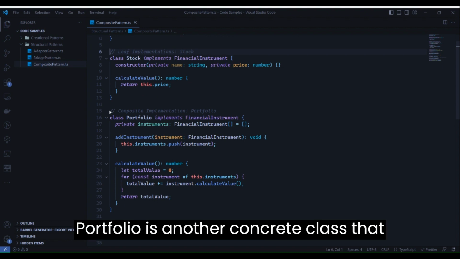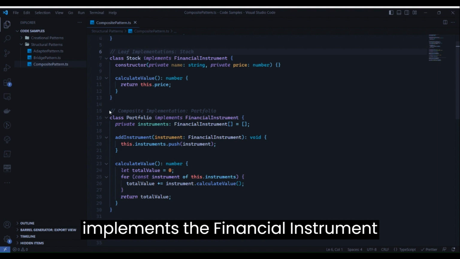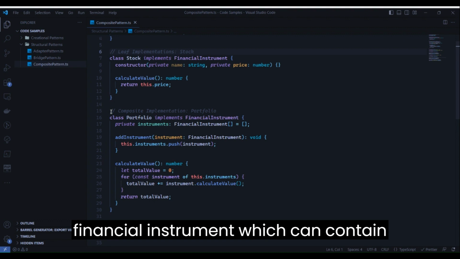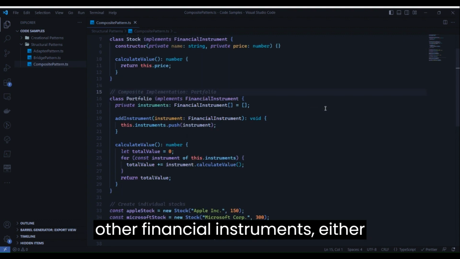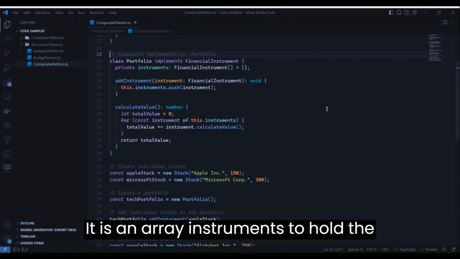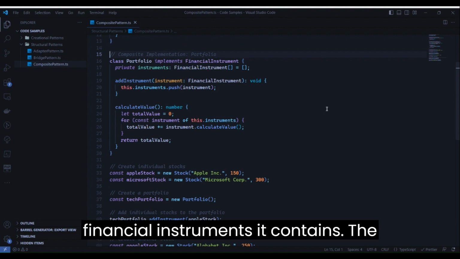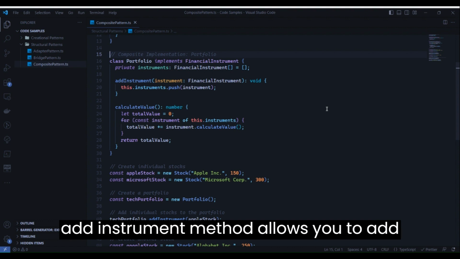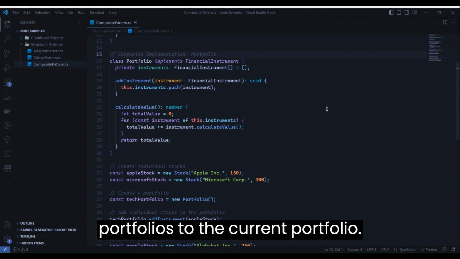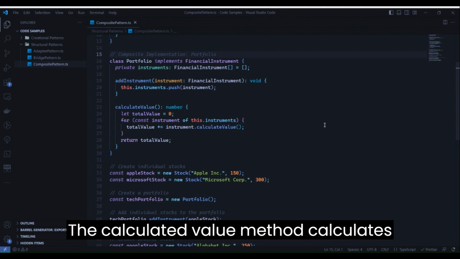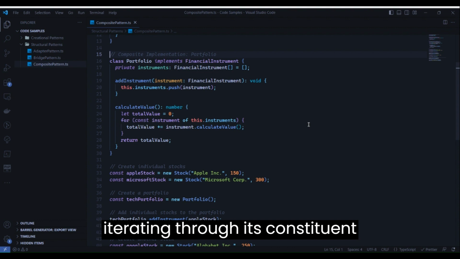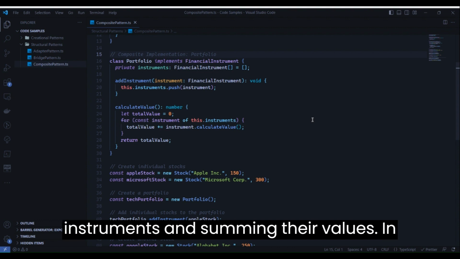Portfolio is another concrete class that implements the FinancialInstrument interface. It represents a composite financial instrument, which can contain other financial instruments, either individual stocks or other portfolios. It has an array, instruments, to hold the financial instruments it contains. The addInstrument method allows you to add individual financial instruments or other portfolios to the current portfolio. The calculateValue method calculates the total value of the portfolio by iterating through its constituent instruments and summing their values.